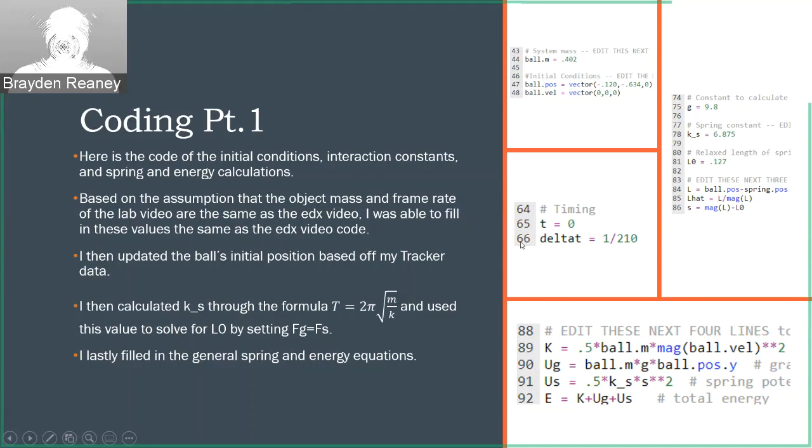I then calculated Ks through the formula as shown here and used this value to solve for L naught by setting the force of gravity equal to Fs, or the force of the spring when they're in equilibrium. That's how I solved for these two values, with the gravitational constant being the same. And I lastly filled in the generic spring and energy equations. You can see the generic spring ones and the general energy equations.